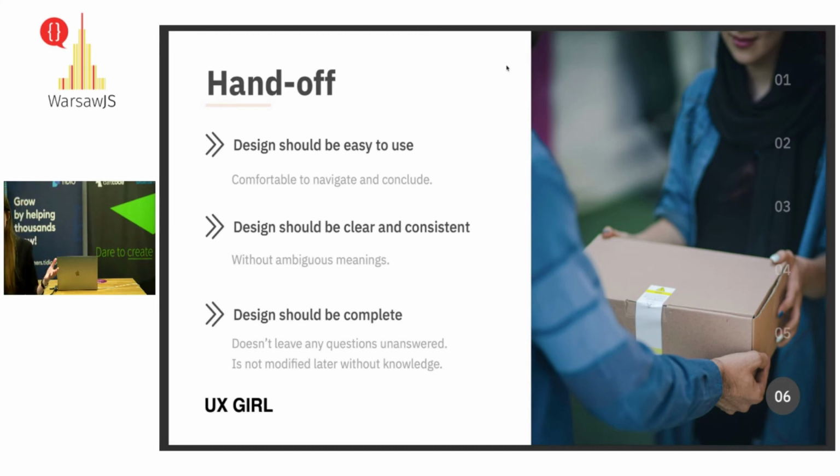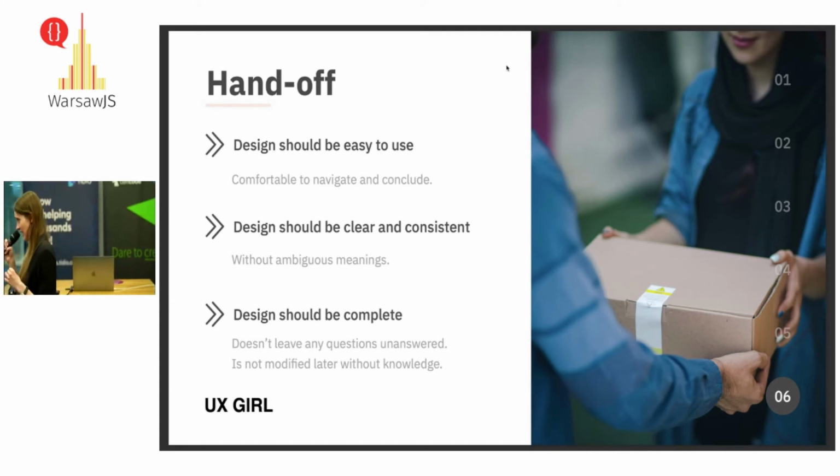And the second thing that you should remember is that design should be clear and consistent. From the point of view of a designer, of course, you have to create components that are consistent, and the whole process should be consistent. But from the developer's point of view, if you see that something is not consistent, just tell the designer, and they will probably fix it. And the design should be without ambiguous meanings. If you feel that a screen is missing because you don't know what will happen next, that's probably it: the screen is missing, and it's not that you don't know what to actually code.